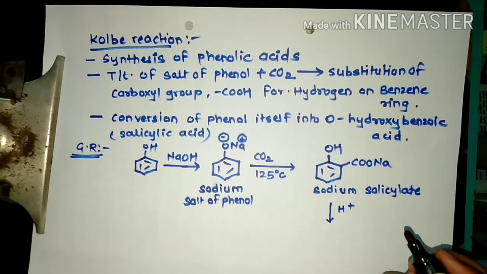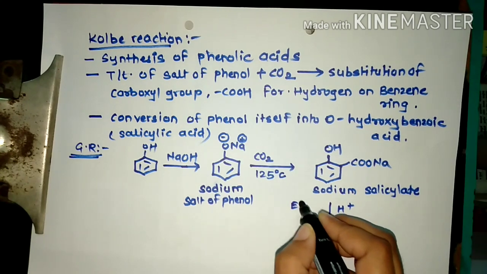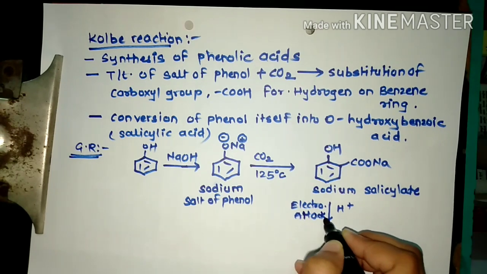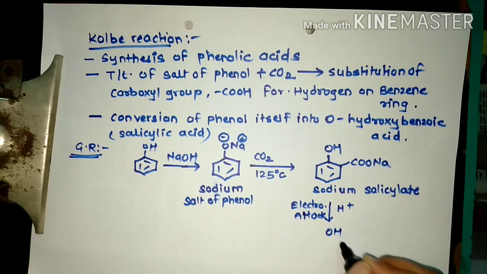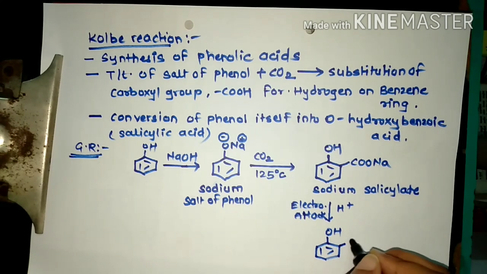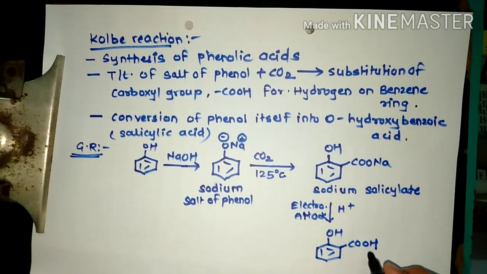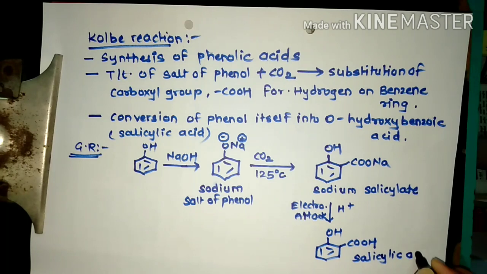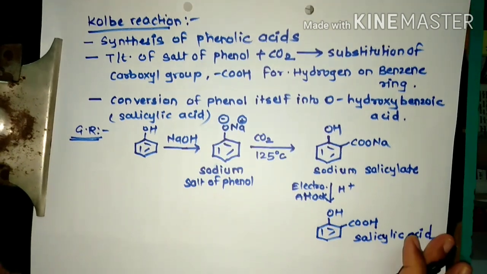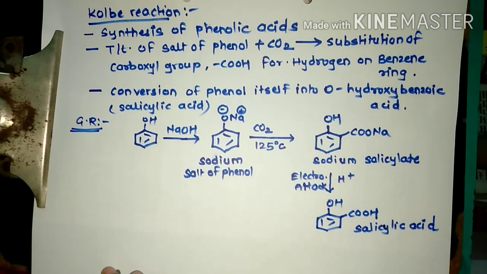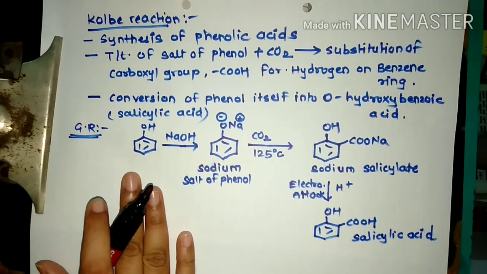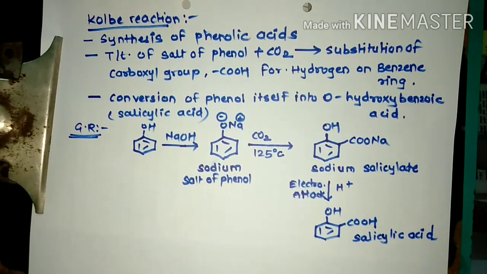Then protonation, or you can say electrophilic attack, takes place. Here is formation of the acid known as salicylic acid. Okay, so here the formation of salicylic acid takes place. So this is the general reaction of Kolbe synthesis. Now let's see the mechanism of this reaction.